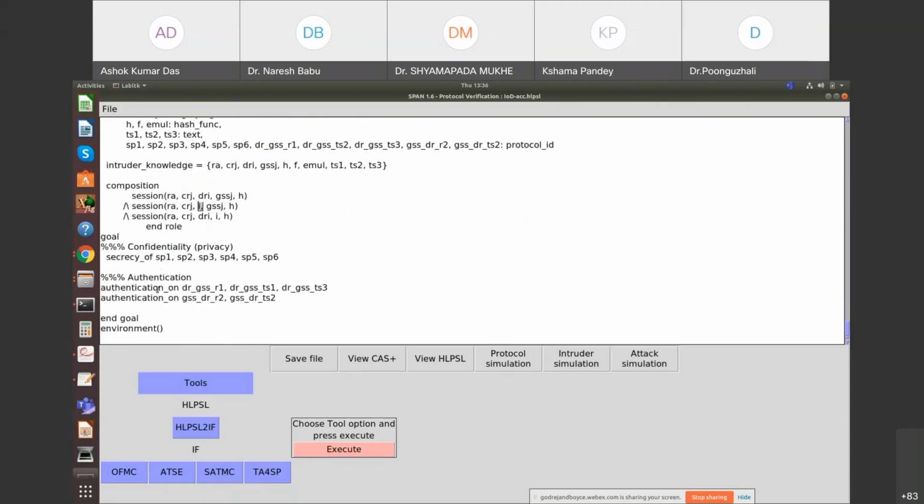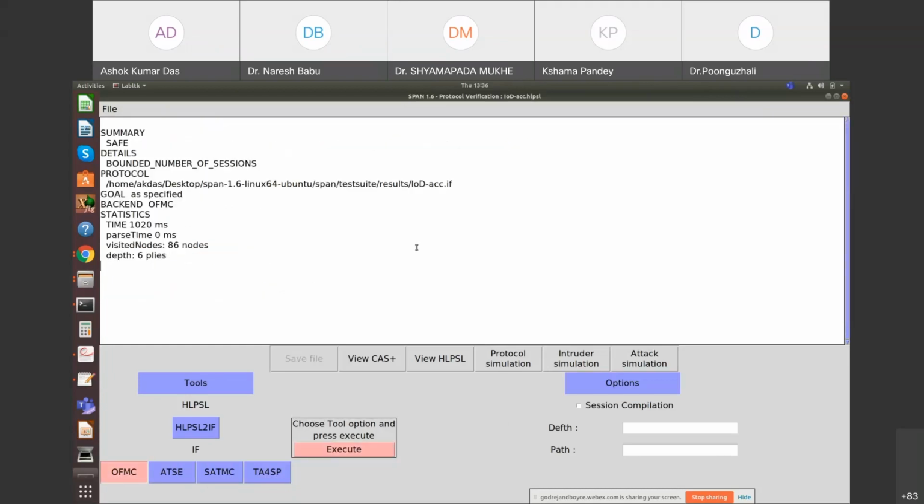Then you also have to specify the confidentiality and authentication goals. Confidentiality means which parameters are kept secret, unknown to an attacker, and authentication means how a message will be authenticated by others. Currently OFMC as well as ATSE support bitwise XOR operations, but if you use bitwise XOR operations, they are not supported by the other two backends. So if you compile with OFMC, you should get the result here.